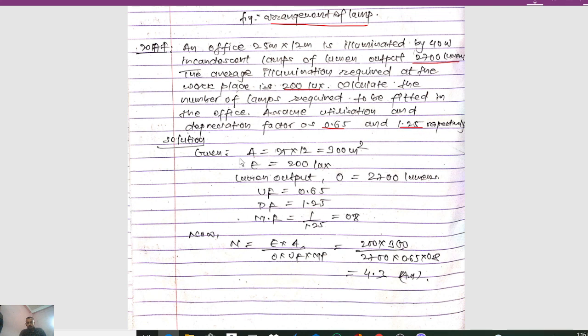So we have the given area, illumination E, lumen output which we represent as O here, 2700 lumens, and utilization factor and depreciation factor are given. With the help of depreciation factor we can calculate the maintenance factor. So MF will be 1 upon DF, and we get 0.8. Here we have to calculate the number of lamps needed. So the number of lamps needed, N, will be E into A upon O into UF into MF. On solving, we get 4.3 lamps, so that is equivalent to 4.